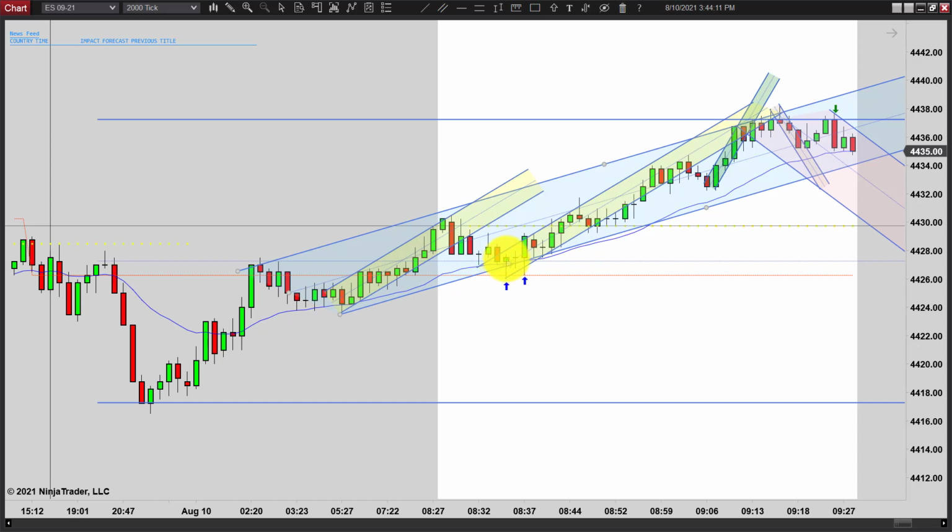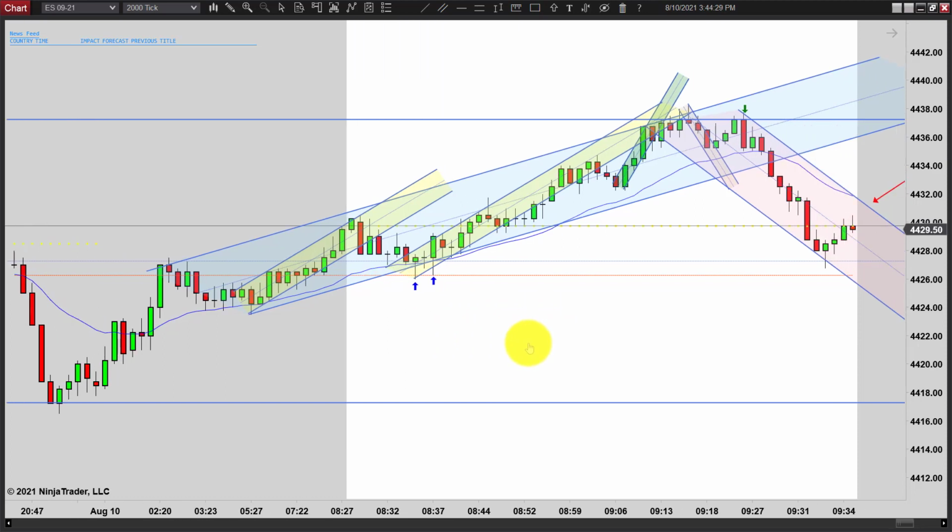Notice we tested it once, then we come back twice, and there's actually a first entry, second entry. I like that second entry off the EMA, first pullback. Notice that little yellow channel. At that point, you're just kind of playing this yellow channel, and you get a break with a two-legged correction. A lot of times, that's the center of the pattern.